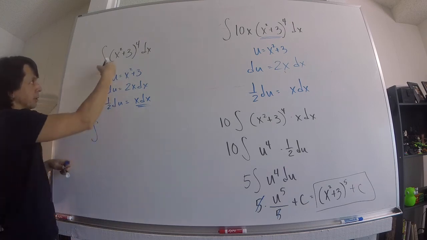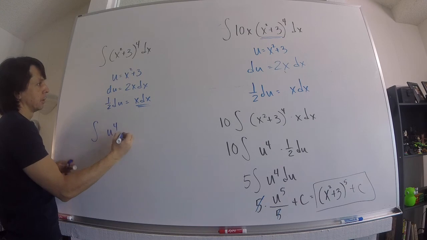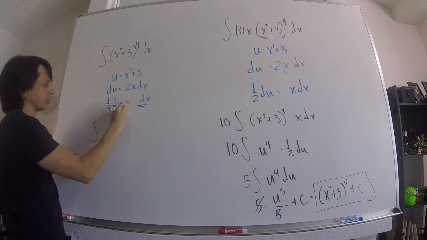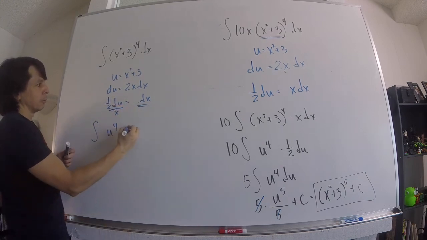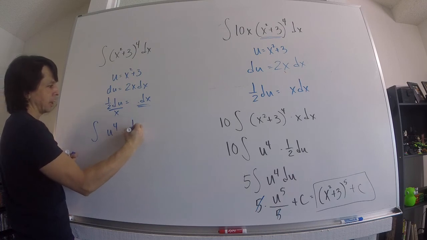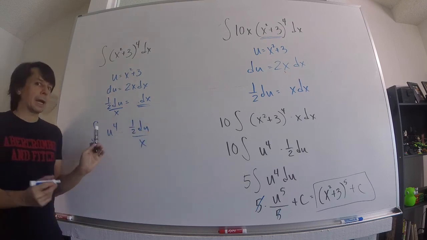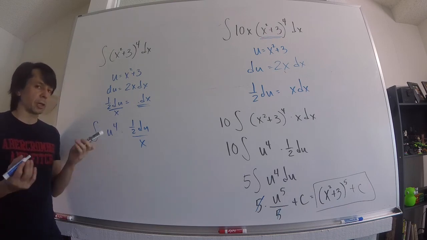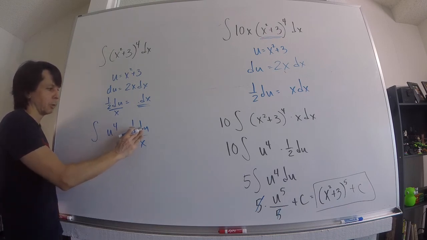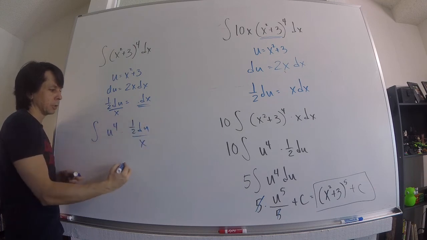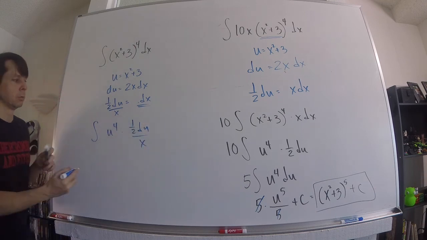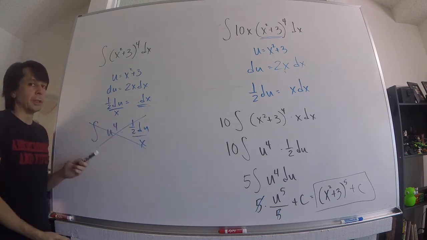Sometimes people will write that it'll be u to the 4th, so they divide by x. But what that means is you're still going to have x's in your integral. You can't convert half of it to u's and leave some x's there. X is a variable. So it didn't work out, and substitution did not work there.